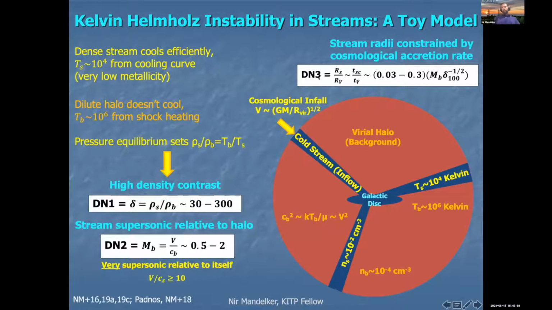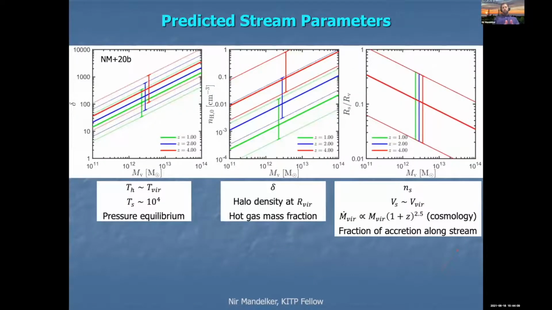And the third important dimensionless number that will define this problem is the ratio of the stream radius to the virial radius, which you can show to be of order a few percent to 10%. And to show more systematically how these properties vary as a function of halo mass and redshift, I'm showing here on the left the density contrast between the stream and the background, which assumes that the halo is approximately at the virial temperature, the stream is at approximately 10^4 Kelvin, and you have approximate pressure equilibrium between the two.